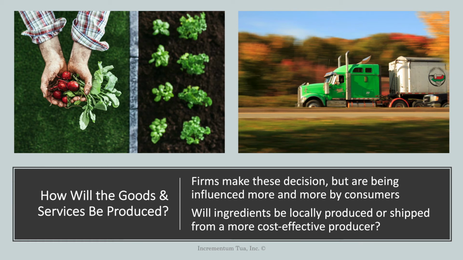And when they choose locally produced ingredients, that's something that they're going to advertise quite a bit so that they can see, is this something that consumers are interested in? And if consumers are choosing them and commending them for these locally produced ingredients, then restaurants will keep doing that, and even more restaurants will start to do that. On the other hand, if customers are more concerned with an inexpensive meal, then they may prefer restaurants that ship from a more cost-effective producer rather than ingredients that are locally produced.